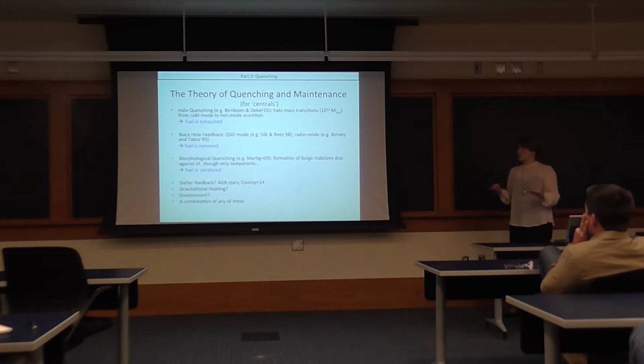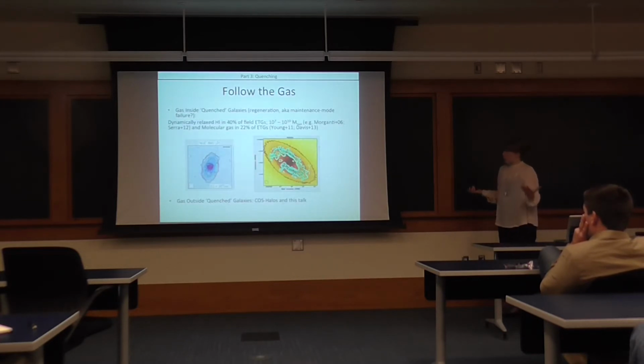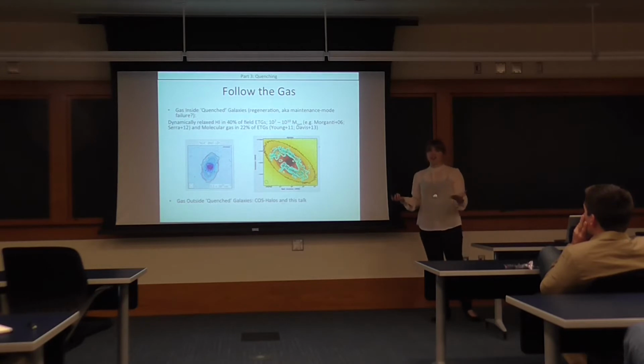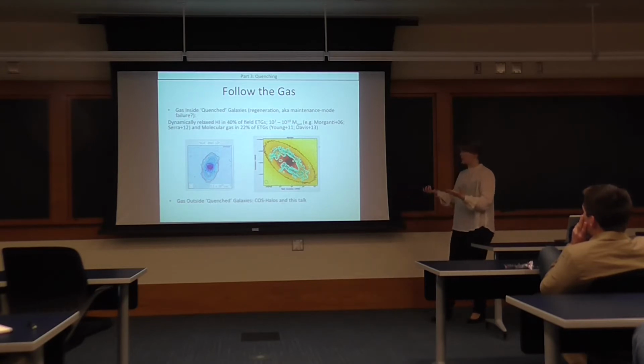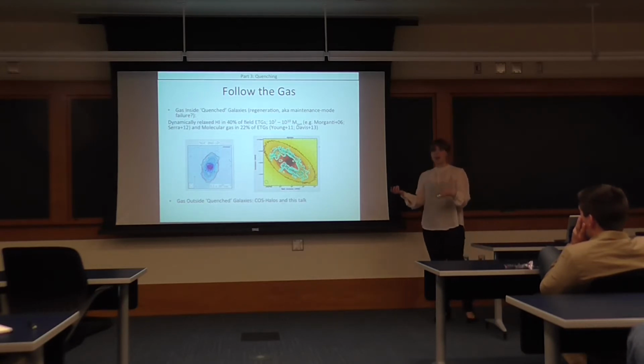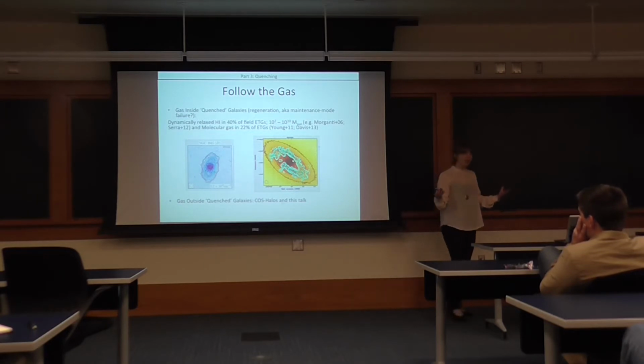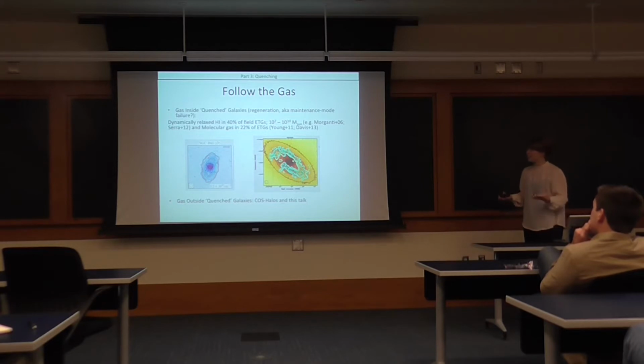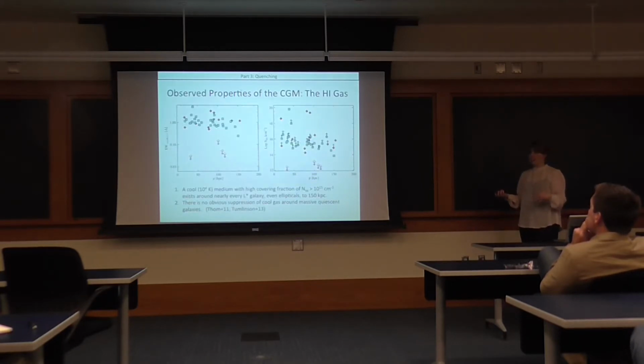So the way to look at this problem is then you might want to follow the gas. People look at gas inside of quenched galaxies. Some passive galaxies have molecular gas and HI gas. It's not as much as their star-forming counterparts, but this is related to quenching. But there's also gas outside of quenched galaxies.